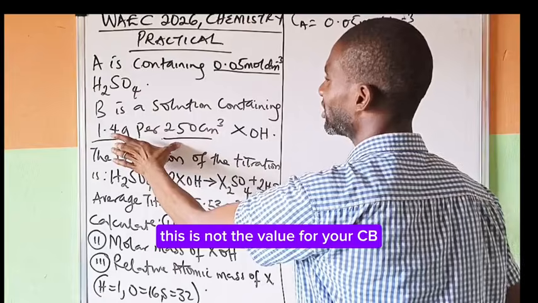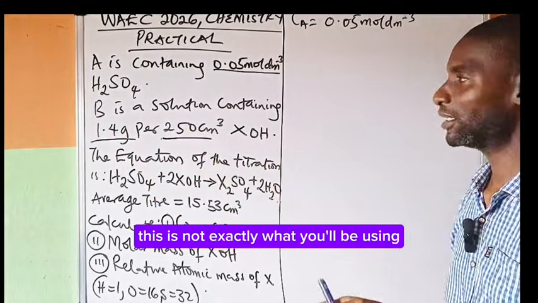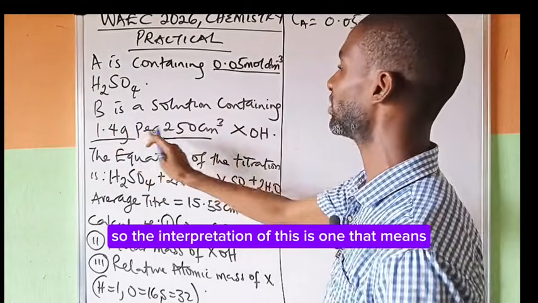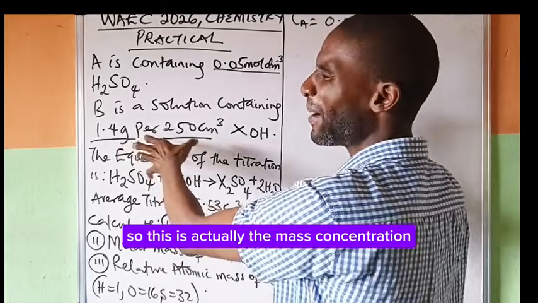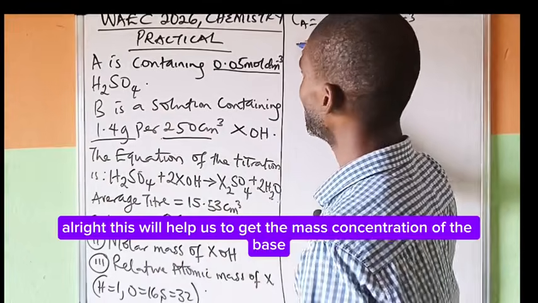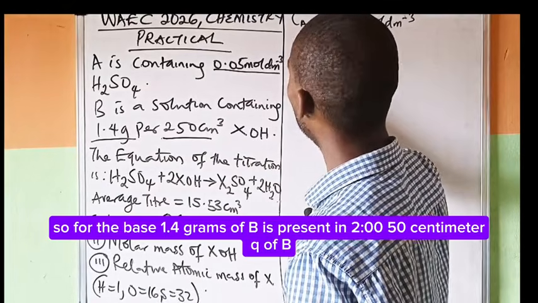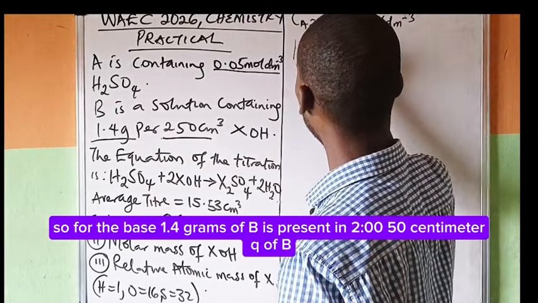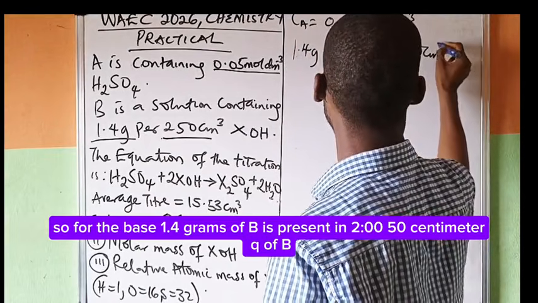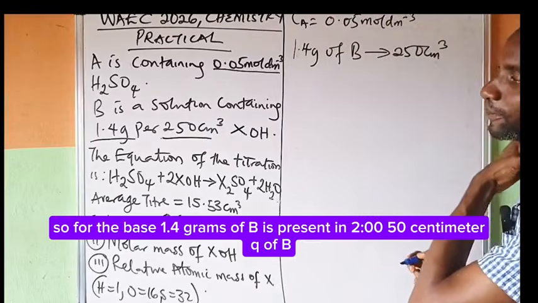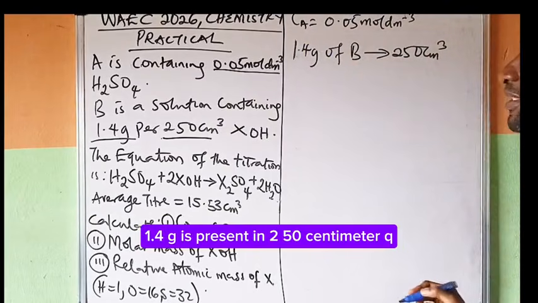This is not the value for your CB. This is not exactly what you'll be using. So let's write out that part. The interpretation of this is that this is actually the mass concentration. This will help us to get the mass concentration of the base. So for the base, 1.4 grams of B is present in 250 cm³ of B.